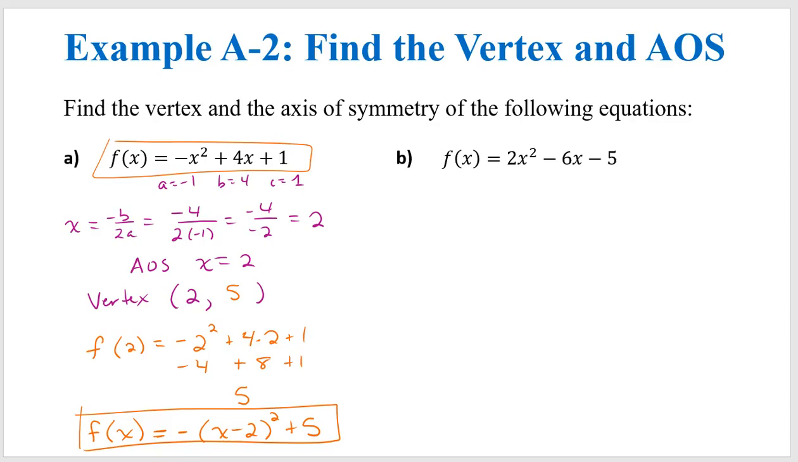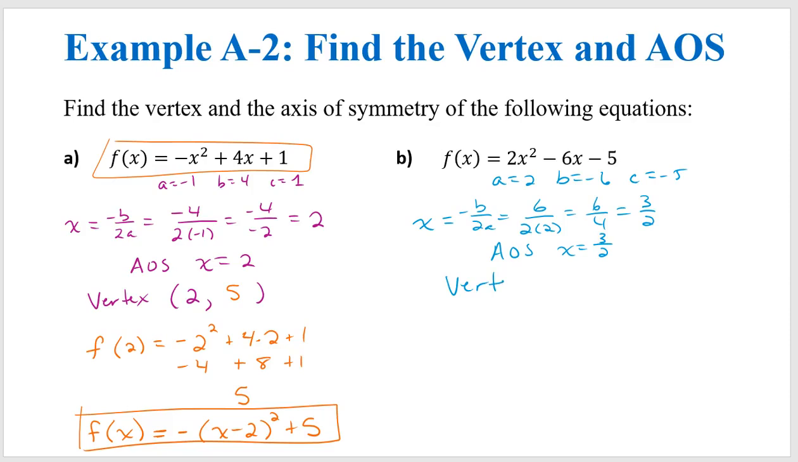All right, let's try the same thing with the next example. My a value is 2, my b value is -6, and my c value is -5. So let's plug those into our equation for the axis of symmetry. So -b/2a. So the opposite of b is positive 6, and then 2 times 2 is 4. So 6 over 4, that simplifies to 3 over 2. So my axis of symmetry is x equals 3 halves. I know my vertex is now going to be (3/2, something).